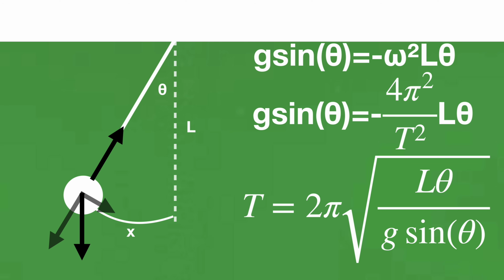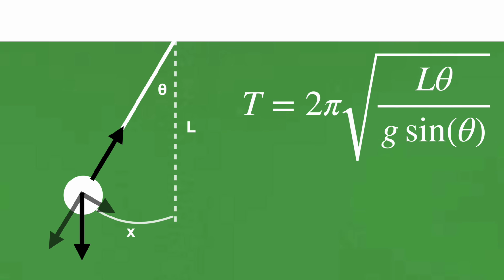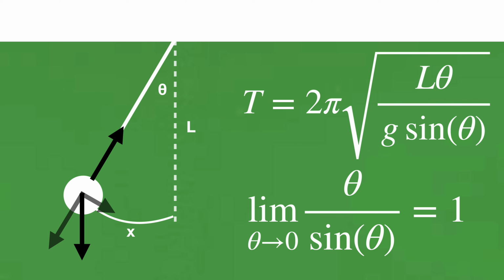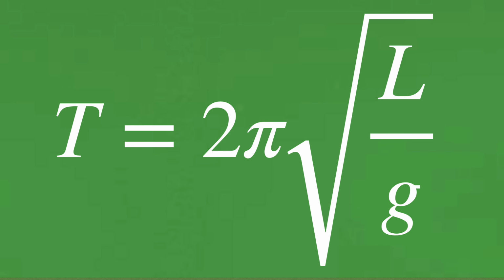This is dealt with using limits, specifically that as theta approaches 0, theta over sin theta approaches 1. So, for small angles, we can use this simplified formula as an approximation.